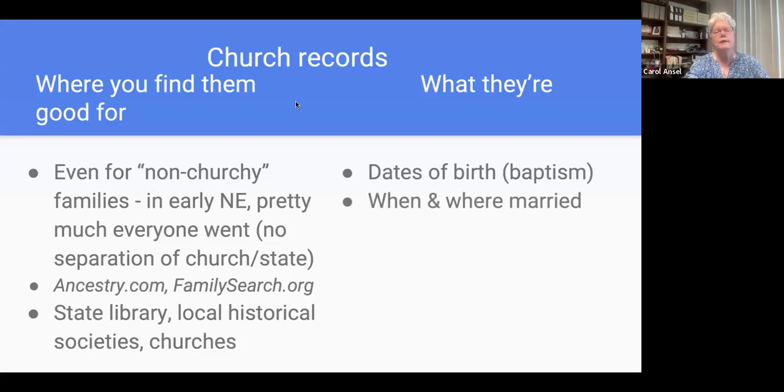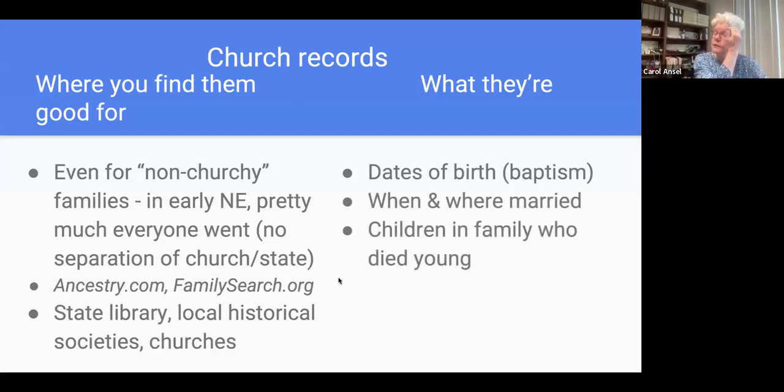You can find out where and when people were married. And here's another instance where you can find children in the family. They may not be in the census. They may have been born in between those 10 years and died before the next census, so this may be the only place you find them. And the date and place of death and burial.